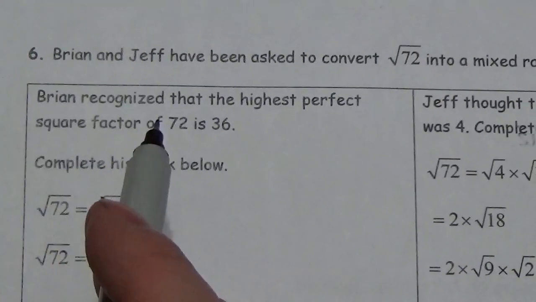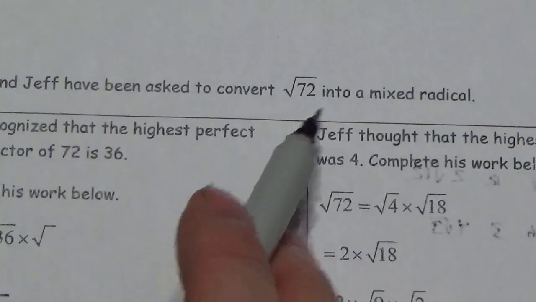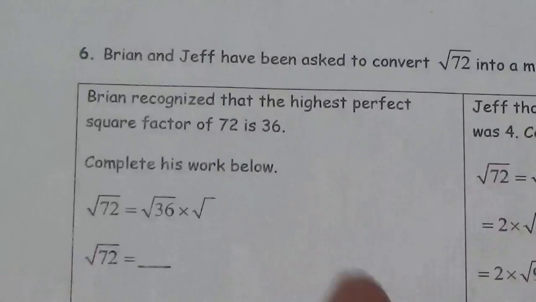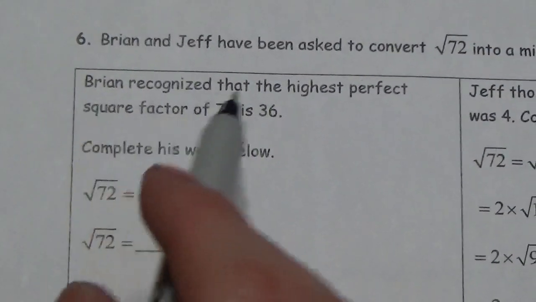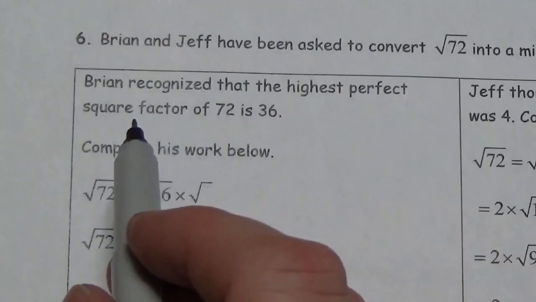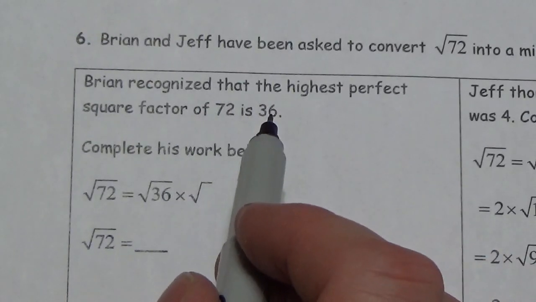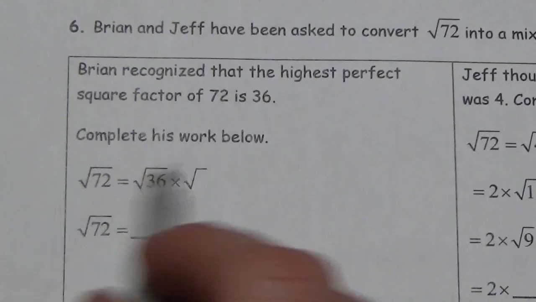Okay, Brian and Jeff have been asked to convert root 72 into a mixed radical. So here we go. We're going to take a look at their two different bits of work here and kind of finish it for them. Brian recognized that the highest perfect square factor of 72 is 36. So he wrote this. Now, we're going to complete his work here.